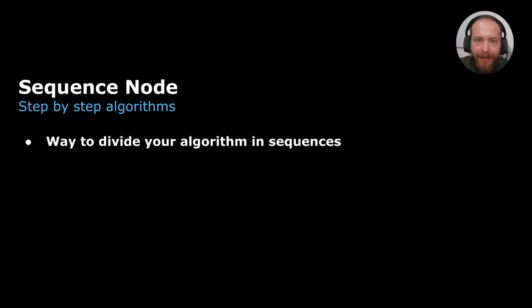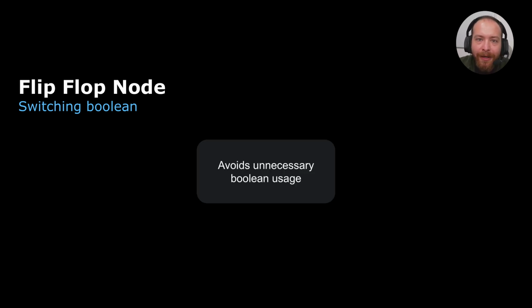In the previous part, we learned that we can increase our algorithm's overall readability by using sequence nodes, since it allows us to put our blueprints into order. Now we will continue with our second blueprint node, which is the flip-flop node. At first sight, this node seems to do nothing for the readability of our algorithms. But its simple flip logic helps us to avoid unnecessary Boolean usage.